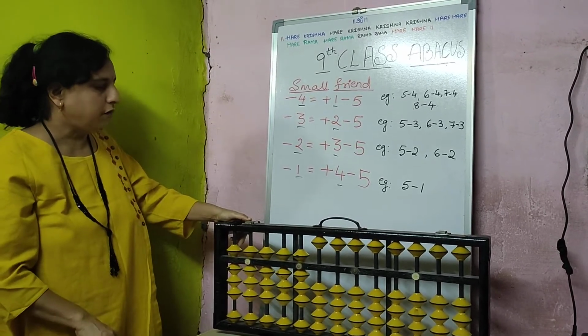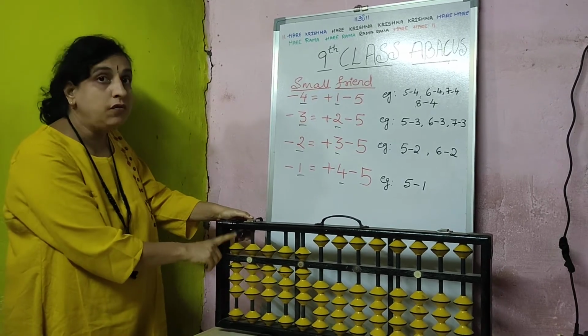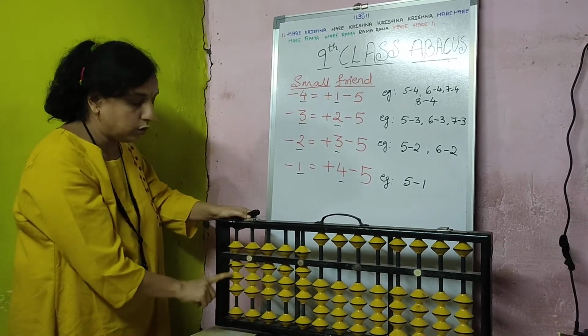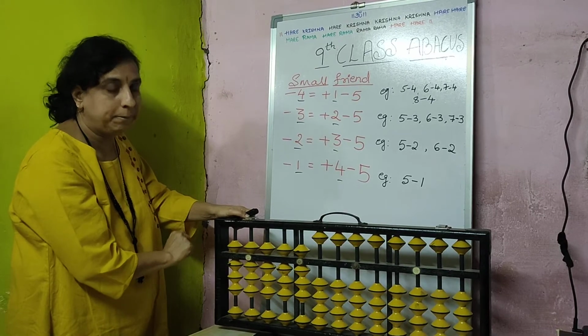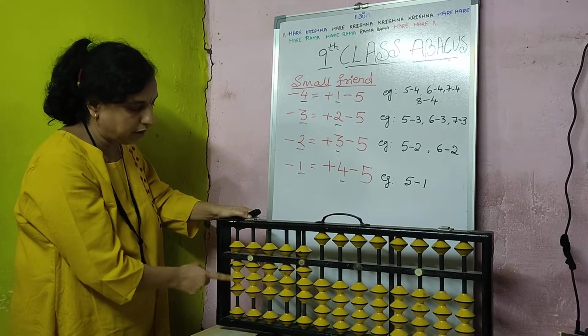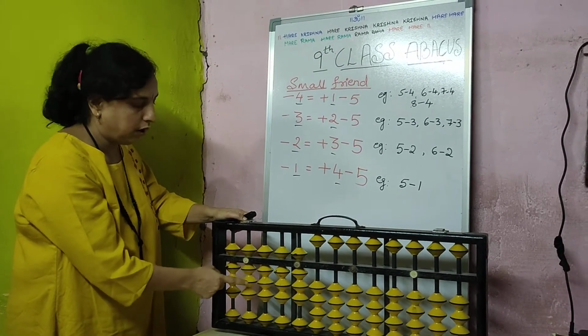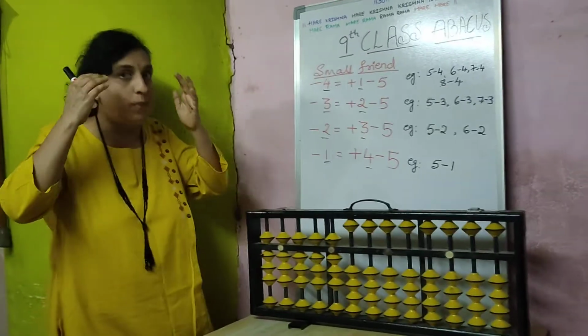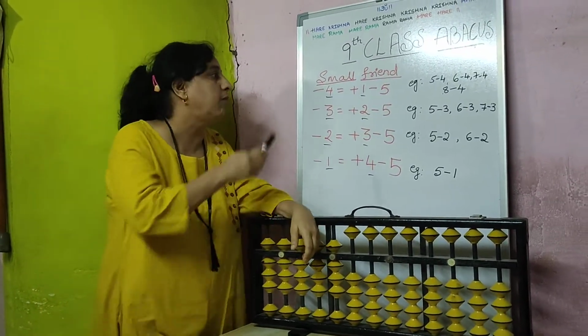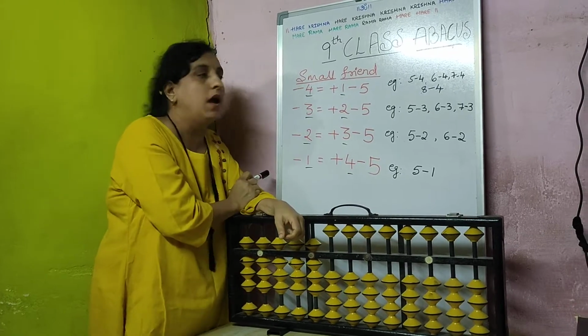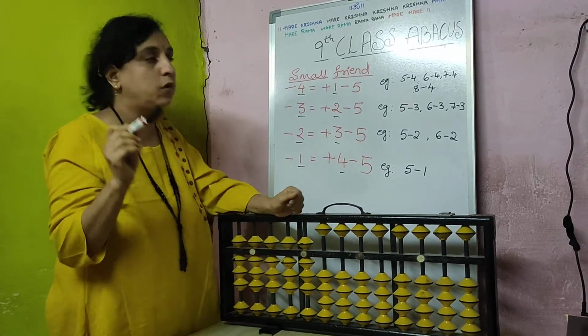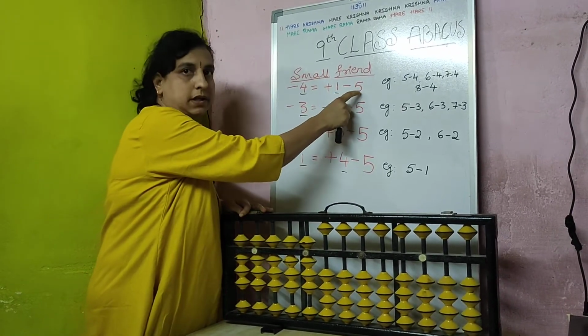So if I want to do -4 from this 8, I cannot do directly -4. Why? Because here only 3 bits are there. 1, 2, 3. So now the problem comes. When the problem comes, that time what I have to do? We have to go for the formula. That is -4. -4's formula is +1 -5.